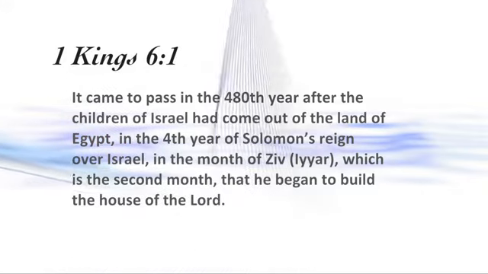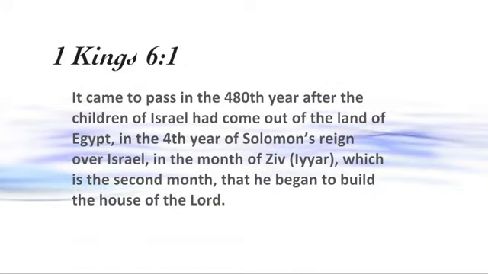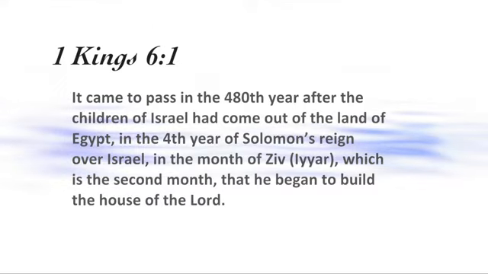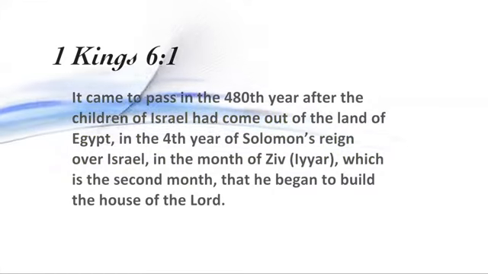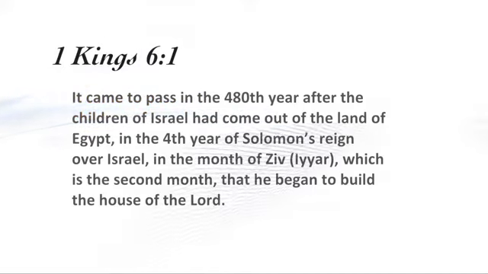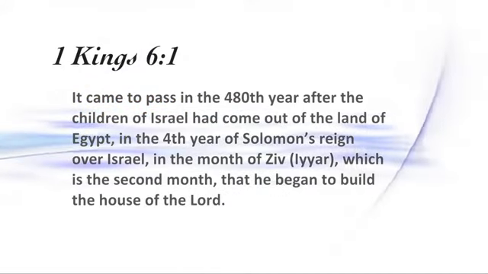Let's read that. It came to pass in the 480th year after the children of Israel had come out of the land of Egypt, in the 4th year of Solomon's reign over Israel, in the month of Ziv, which is the 2nd month, that he began to build the house of the Lord.